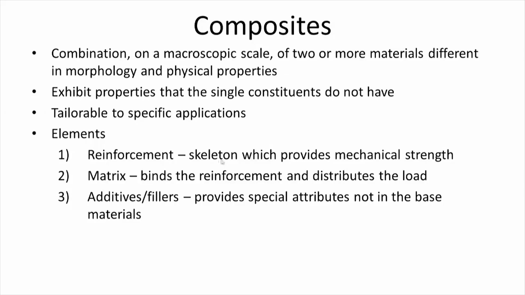So, reinforcement provides the mechanical strength. Matrix, that is the polymer, binds the reinforcements and distributes the load. So, suppose I have 1% fiber and I have say 99% PMMA, then that matrix distributes the load. Sometimes we need to add additives and fillers to provide special attributes.